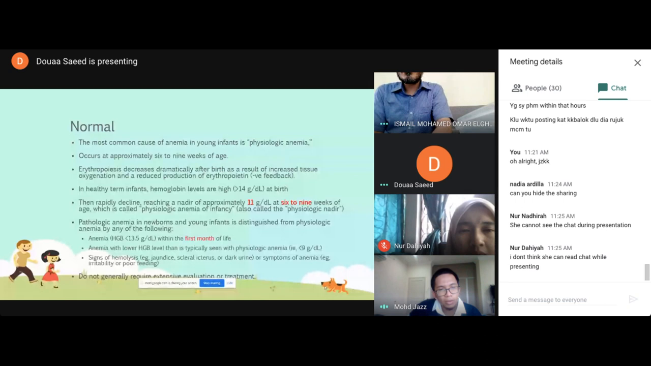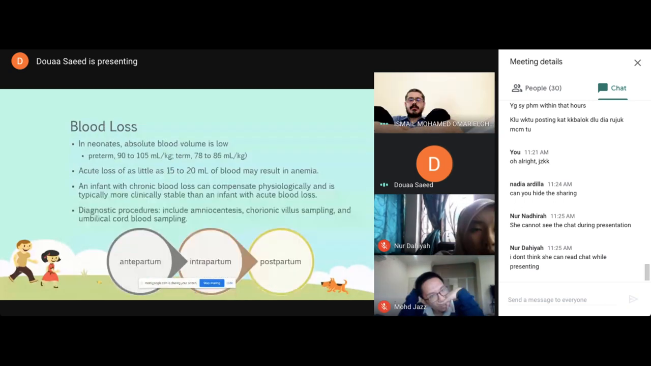For hemorrhagic anemia, it is because of blood loss. In neonates, the absolute blood volume is low. In preterm babies, it is usually 90 to 105 milliliters per kg, and in term babies, it is usually 78 to 86 milliliters per kg. So any acute blood loss, as little as 15 milliliters of blood, may result in anemia. An infant with chronic blood loss can compensate physiologically better and be more stable than an infant with acute blood loss. Acute blood loss here is as little as 15 to 20 milliliters of blood.